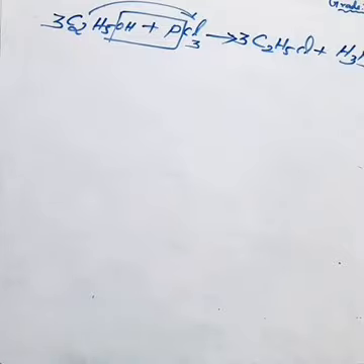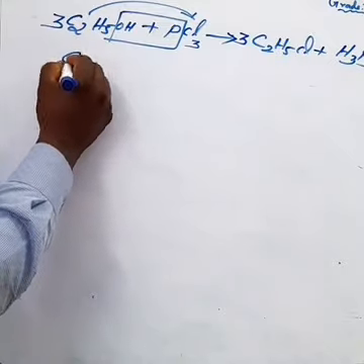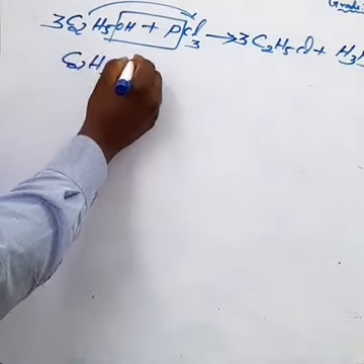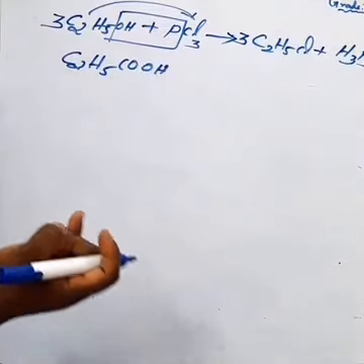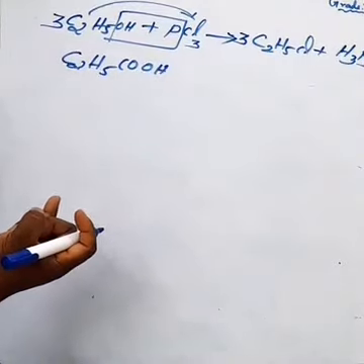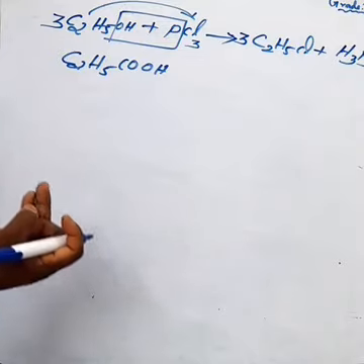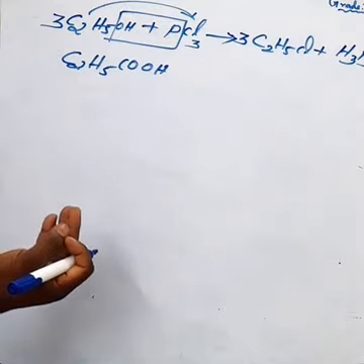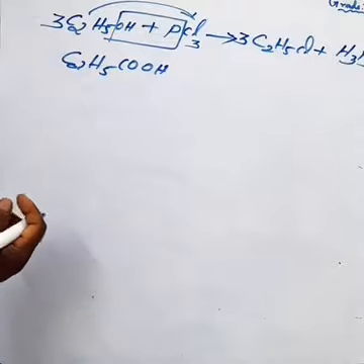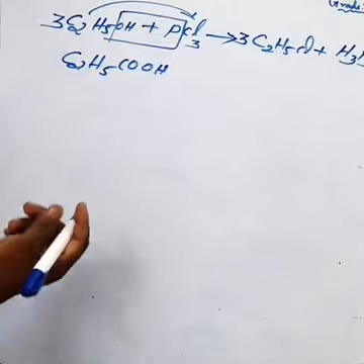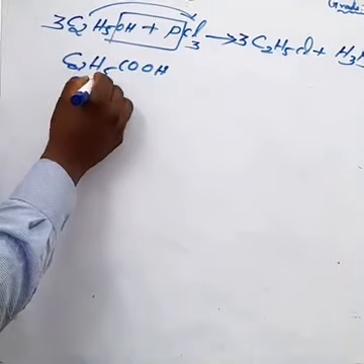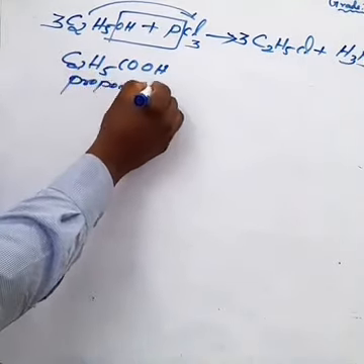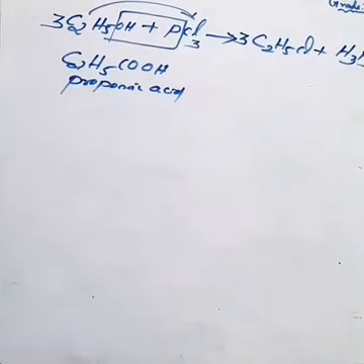Next, I am taking one of the carboxylic acids. Carboxylic acid means, all of you know that one. HCOOH, am I right? HCOOH, CH3COOH, C2H5COOH, am I right? We know that one. Methanoic acid, ethanoic acid, propanoic acid. What is the formula of propanoic acid?